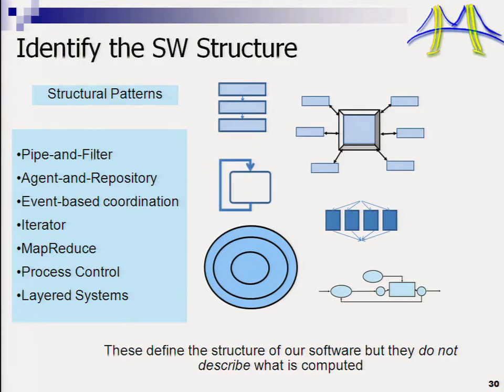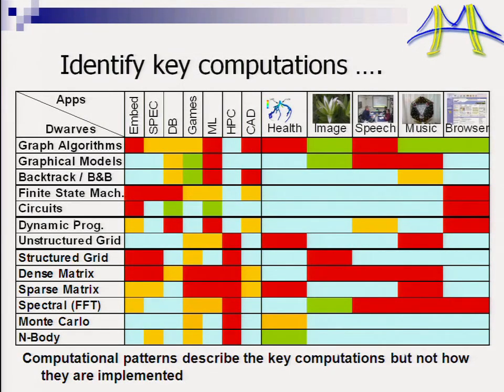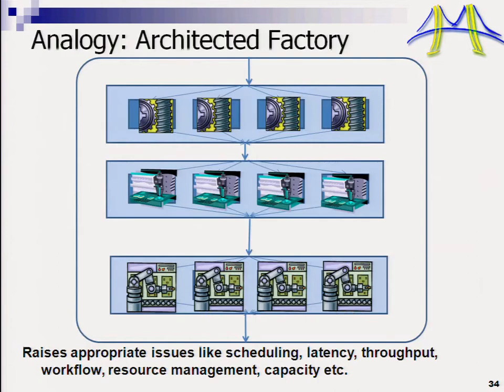So identifying the structure, we have a set list of common structural patterns represented in little cartoons here. They say what our software is and how it's structured, but they don't describe how it's computed. Going back to our factory analogy, this is like the layout of the factory plant. The basic idea is, okay, think of my program as a factory that takes inputs and produces outputs. How do I want to lay it out? Then identify the key computations. These are the computational patterns we arrived at, and this is like the machinery. In this layout of the factory, what are the key computations that we do at each step? And then putting them together.